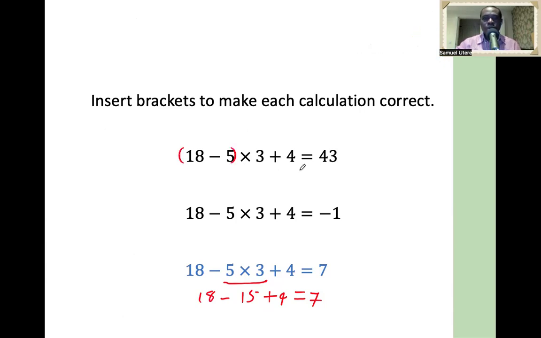So for this one, the bracket should go there. Why? 18 subtract 5 is 13. 13 times 3 is 39, and then 39 add 4 will be 43.